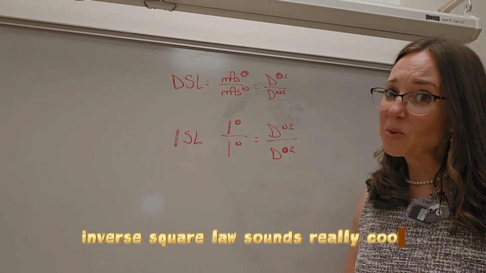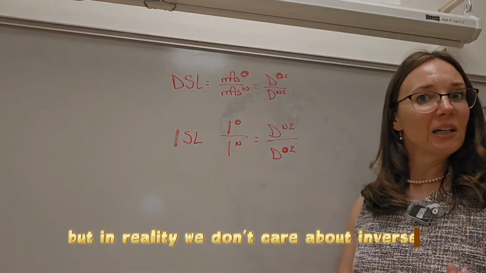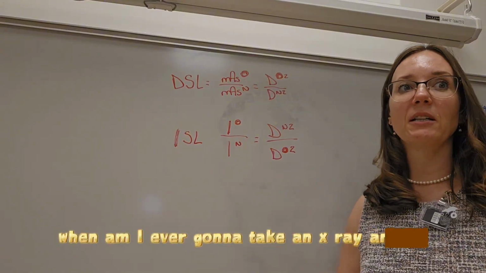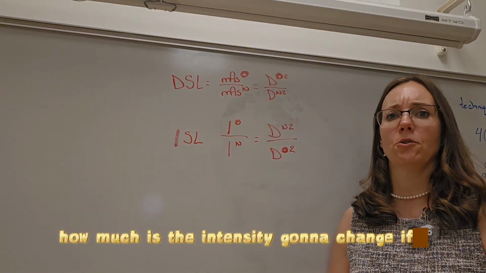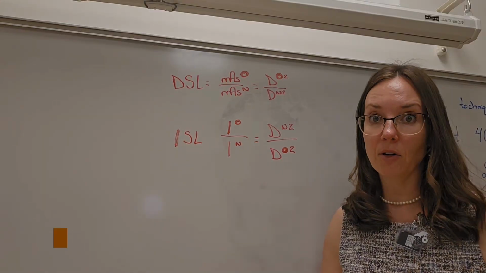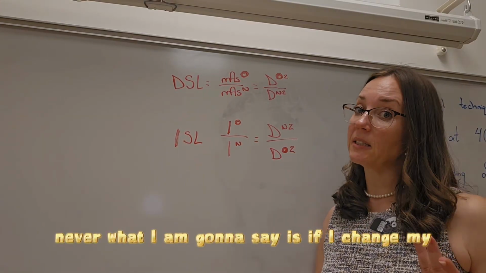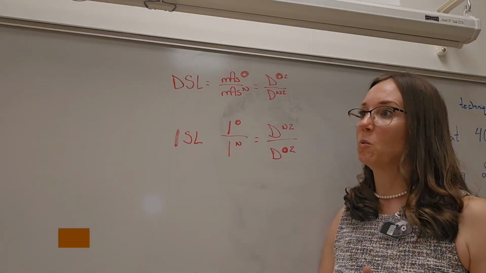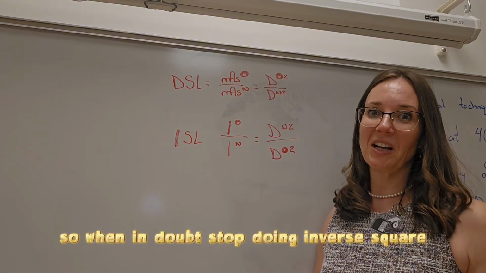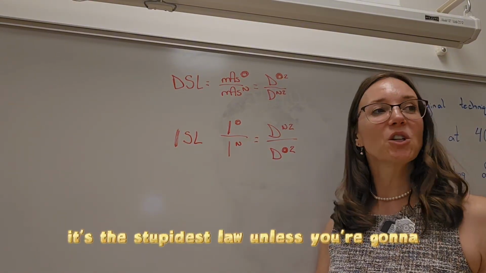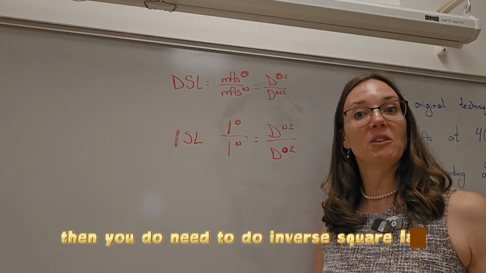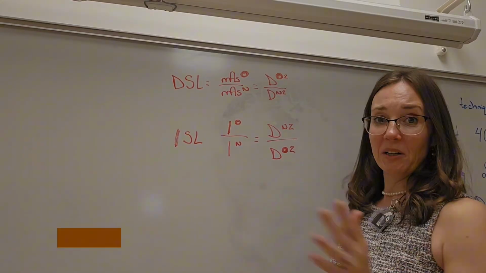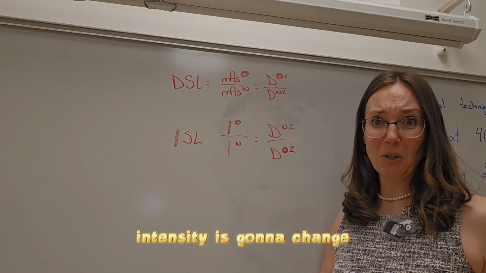Inverse square law sounds really cool, but in reality, we don't care about inverse square law. When am I ever going to take an x-ray and be like, how much is the intensity going to change if I back up my SID? Never. What I am going to say is if I change my SID, what should I do to the technique to fix it? That's the one we're going to be doing all the time. So when in doubt, stop doing inverse square law. It's the stupidest law. Unless you're going to become a physicist, then you do need to do inverse square law. But otherwise, we don't need to worry about how much the intensity is going to change. We just need to know how to fix it.